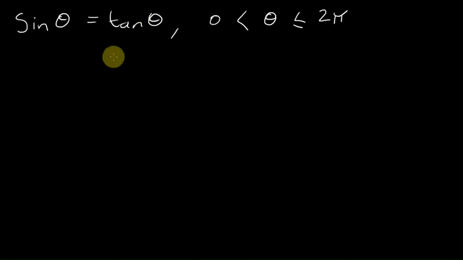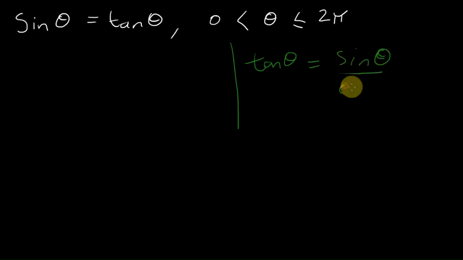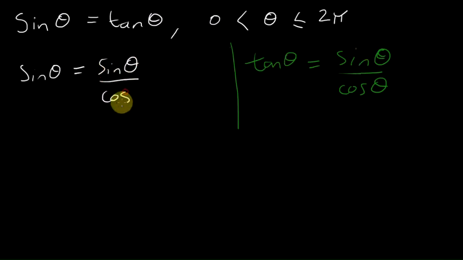This is pretty simple. We're starting to have to use our trigonometric identities, and it'll become second nature to recognise that tan theta equals sine theta over cos theta. So we can just plug that in, substitute tan theta for this, sine theta over cos theta.